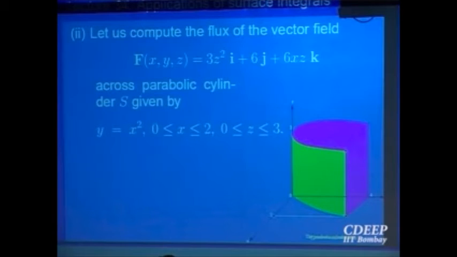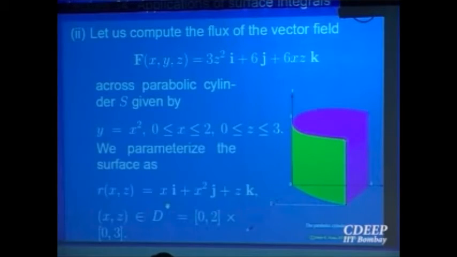Surface is quite clear, no problem. X goes between 0 to 2, Z goes 0 to 3. Okay, that portion only we are looking at of the parabolic cylinder. So for that, what is the parametric form? Y equal to x square.